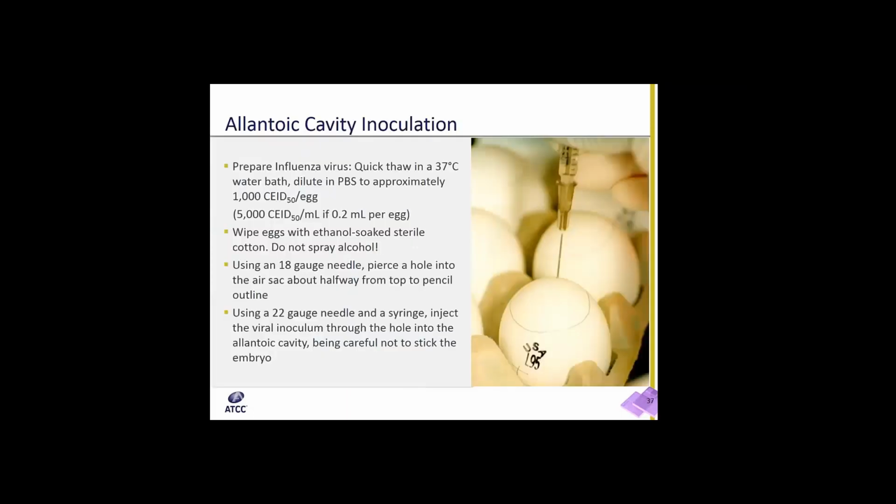All right, all work with virus should be done inside a Class 2 biosafety cabinet wearing the proper PPE, for example, gloves, a lab coat with long sleeves like Sujatha mentioned, safety glasses. So preparing the influenza virus, you're quickly thawing that in your 37-degree water bath and diluting it in PBS to approximately 1,000 CEID 50 per egg. That's chicken egg infectious dose.